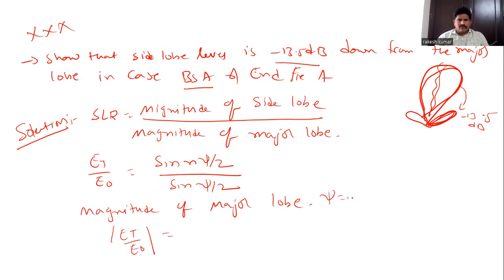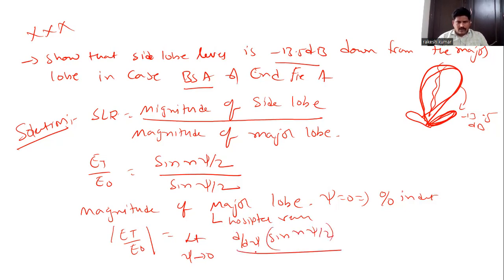Simply substituting psi equal to 0, we get 0 by 0, an indeterminate form. So we apply L'Hospital's rule: limit psi tends to 0 of the derivative with respect to psi of sine n psi by 2, divided by the derivative with respect to psi of sine psi by 2. Substituting, we get the magnitude of the major lobe.